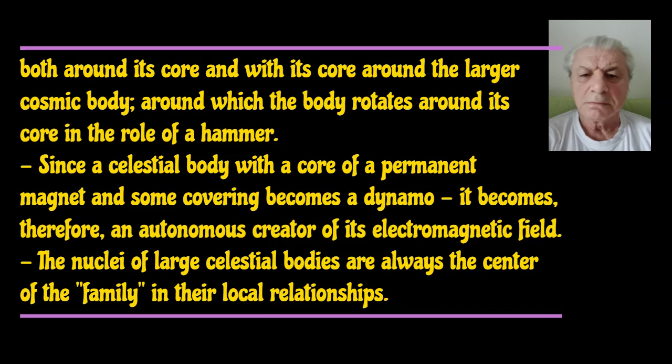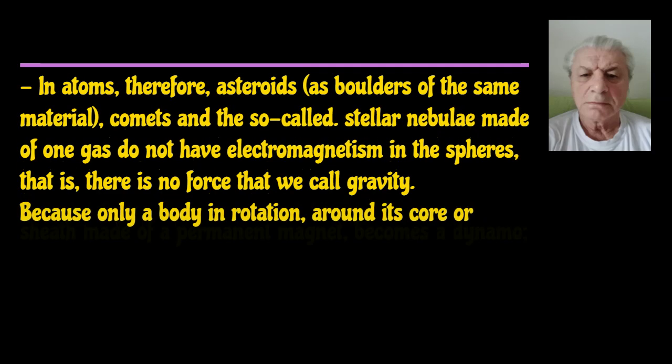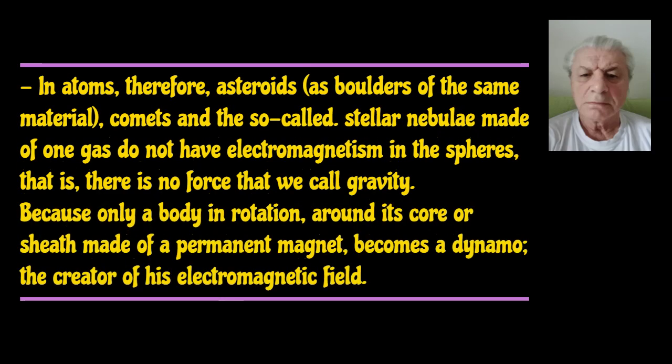Since a celestial body with a core of a permanent magnet and some covering becomes a dynamo, it becomes, therefore, an autonomous creator of its electromagnetic field. The nuclei of large celestial bodies are always the center of the family in their local relationships. In atoms, therefore, asteroids, as boulders of the same material, comets and the so-called stellar nebulae made of one gas do not have electromagnetism in the spheres, that is, there is no force that we call gravity.